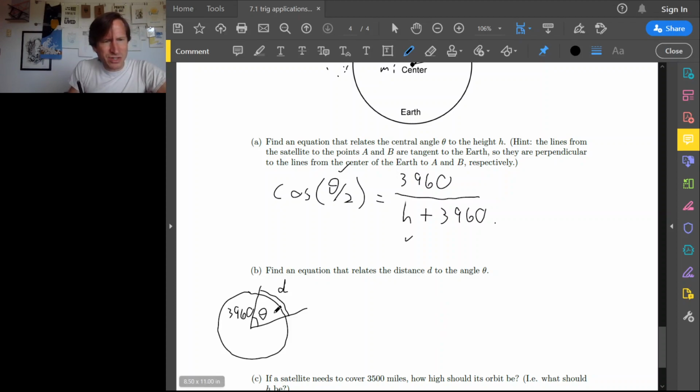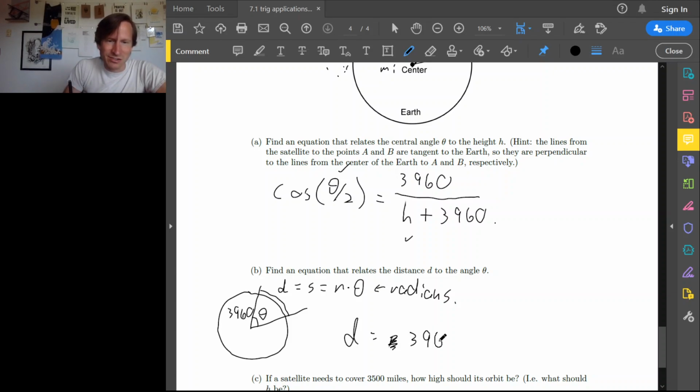Well, if we measure this angle in radians, then d really is an arc length. So maybe a better name for it would have been s. D is an arc length along a circle, and that's the radius times the angle if you're using radians. So you have to be using radians to use this equation. But that gives us a relationship between the distance d and the angle theta. D is just the radius, which is 3,960 miles, times the angle theta, if we're using radians. Okay, so I guess that's good enough.